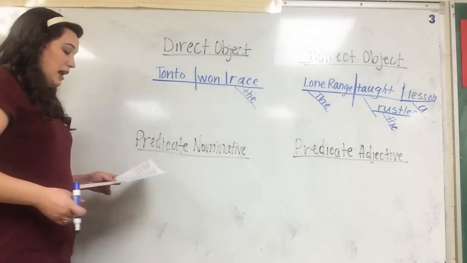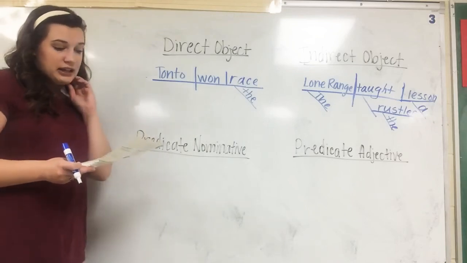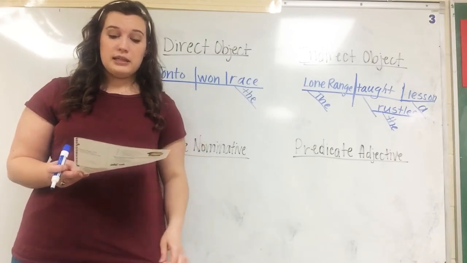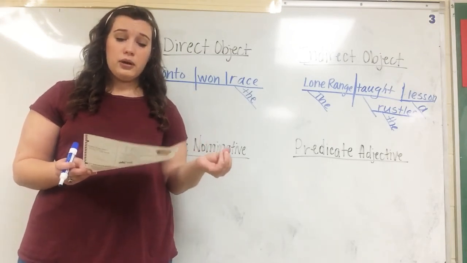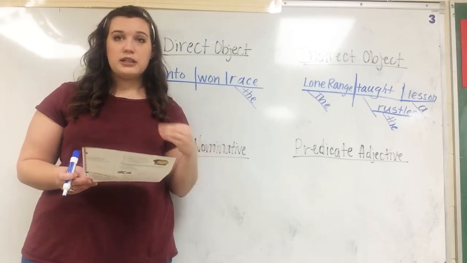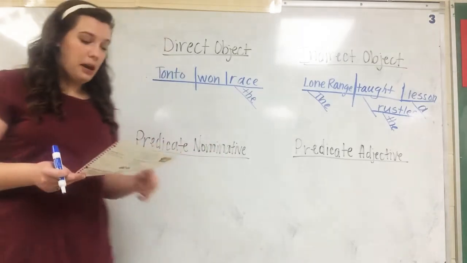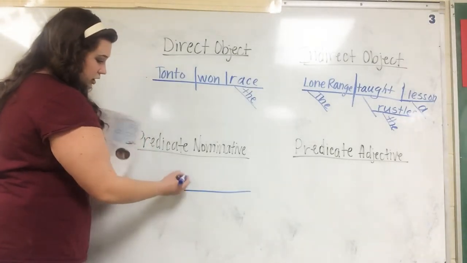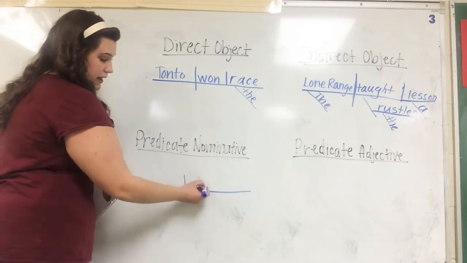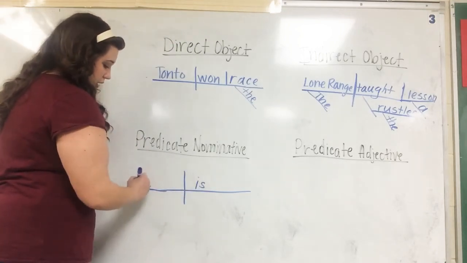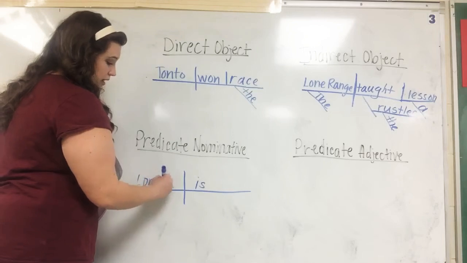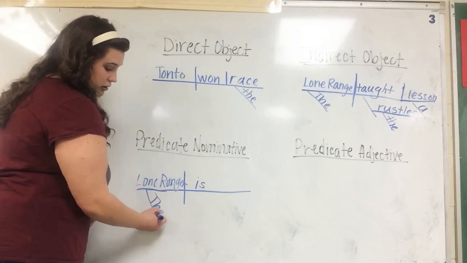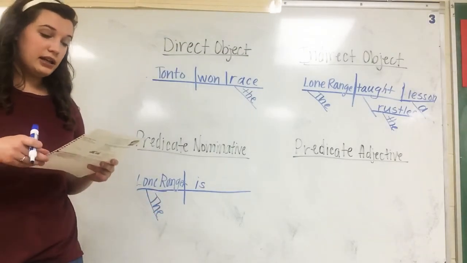Let's move down to predicate nominative, okay? Remember, a predicate nominative is a word, it's a complement that can rename the subject. So in this sentence, the Lone Ranger is a hero. Okay, hero is another name for the Lone Ranger. It's another title. So that is the predicate nominative. So let's do our horizontal line here. What is my verb? Is. Okay. My subject is Lone Ranger, but that has the article, so it is the Lone Ranger. Articles are adjectives. Drop it down that slant there.